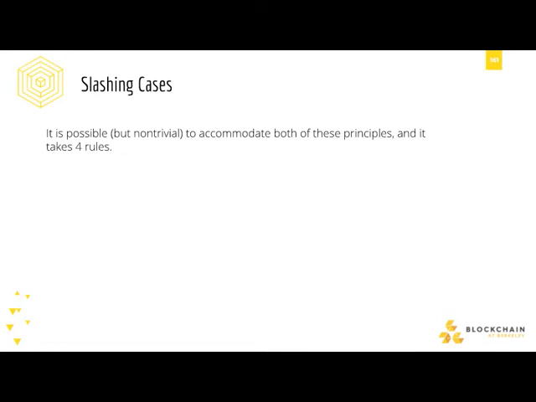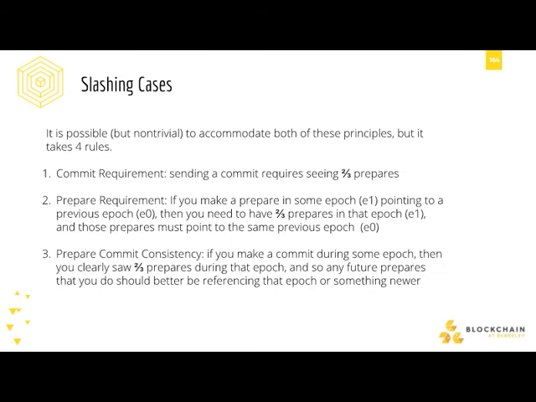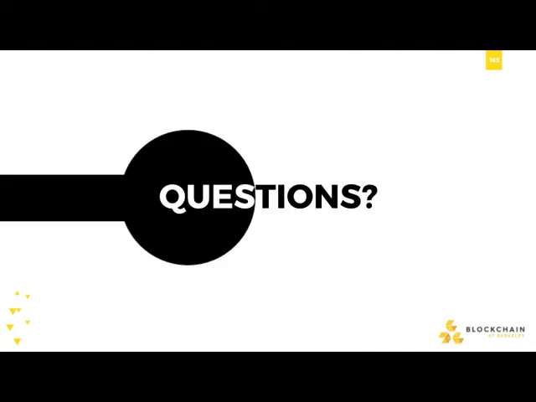So in the slashing cases, I'm probably going to run through this pretty quickly because I feel like it's really non-trivial. In order to actually satisfy these 2 things, there are 4 explicit rules: a commit requirement, a prepare requirement, a prepare-commit consistency, and then no double prepare. Admittedly, I really need to figure out the logic of this, and unfortunately, right before this presentation, I deleted the slide, so that's a real shame. Does anyone have any questions?